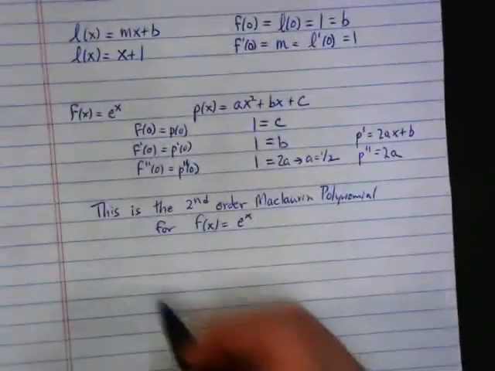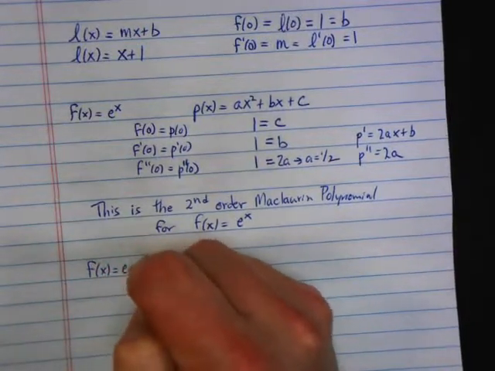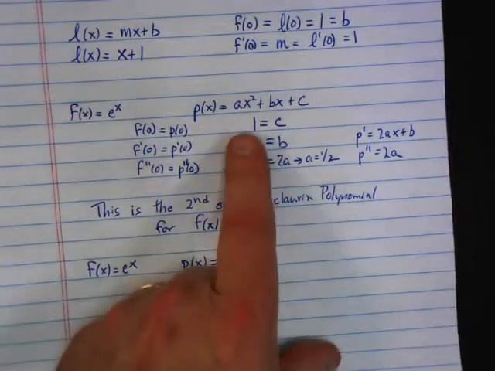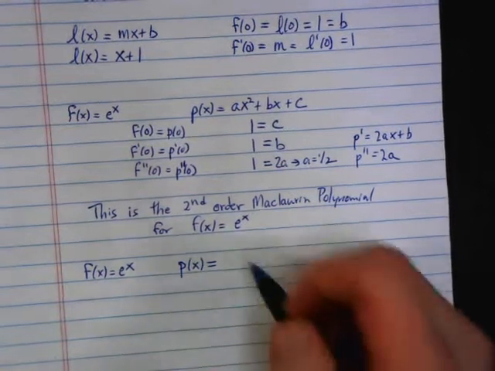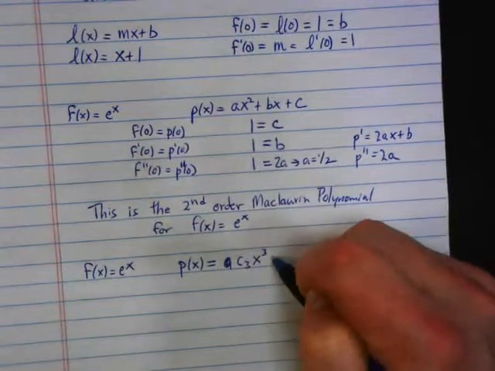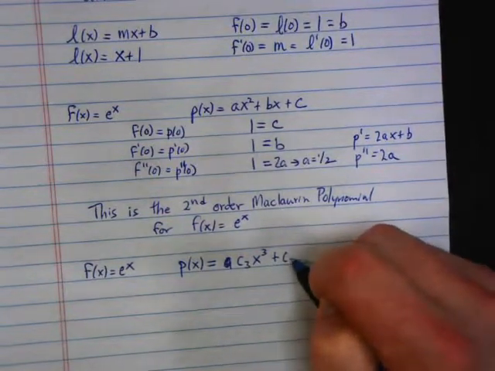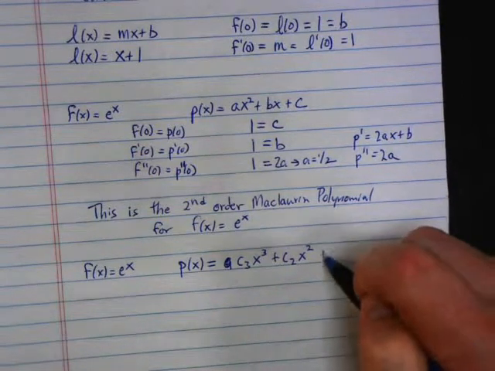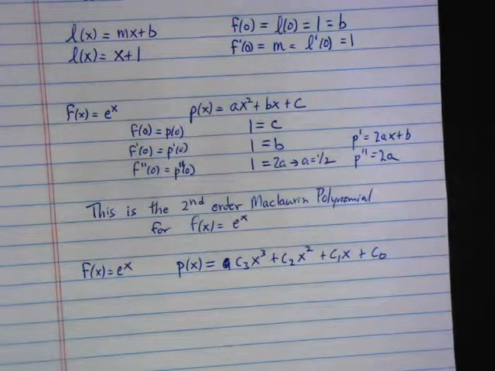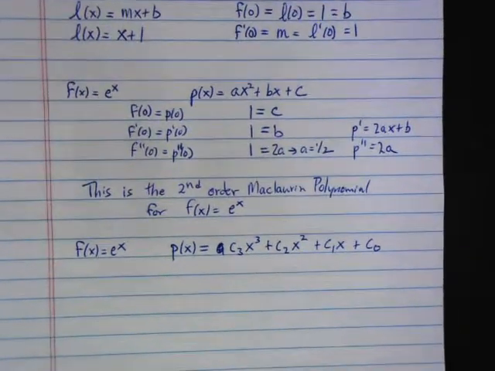So if I had f of x equals e to the x, and now I want my polynomial to be, instead of using A, B, and C, I think the book uses C: C sub 3 x cubed plus C sub 2 x squared plus C sub 1 x plus C sub 0. Now I'm looking for 1, 2, 3, 4 variables, so how many equations am I going to need? 4.